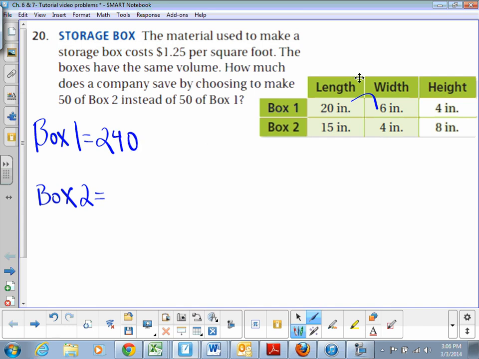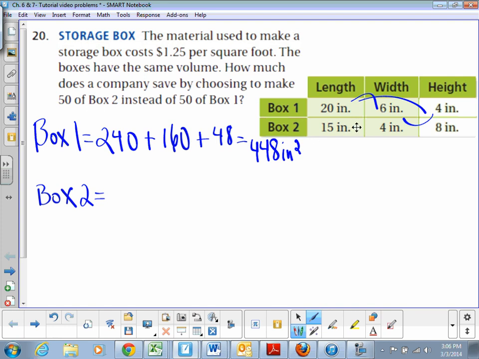If what I just said doesn't make sense, you might want to draw a rectangular prism and then you'll get the picture. So then there's another side that's 20 by 4, that's 80, times 2 is 160. Last but not least, there's another side that's 6 by 4, that makes 24, times 2 is 48. So we add all of that up, 240 plus 160 plus 48, and box number 1 is 448 square inches.